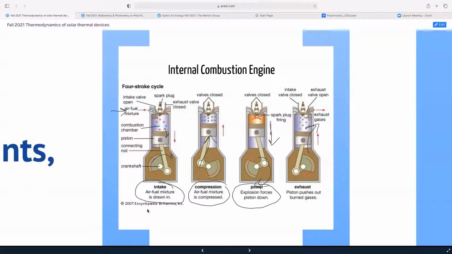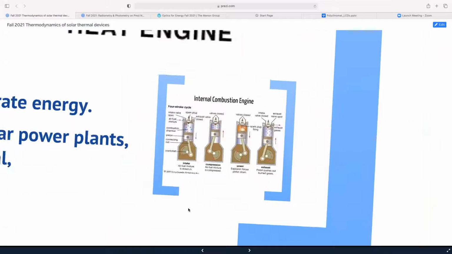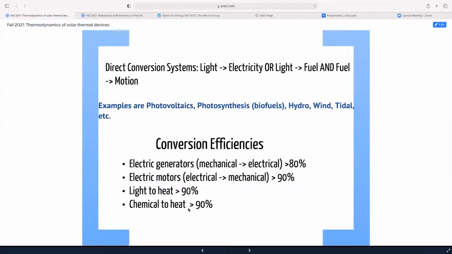But just to think about something slightly different. Now, we can also think about direct conversion systems, which is mostly what we are interested in. We want to take light and convert it to electricity. This is what we are interested in from solar cells, or solar thermal systems and so on.